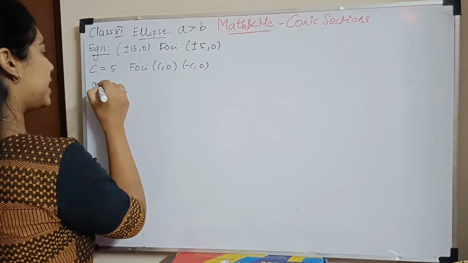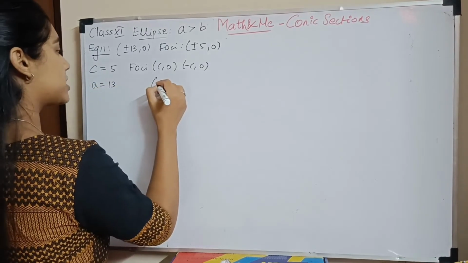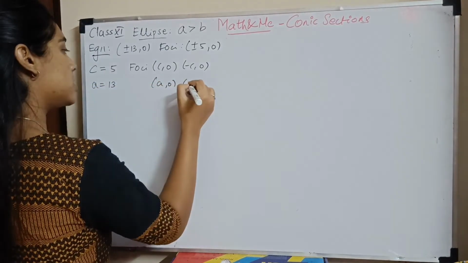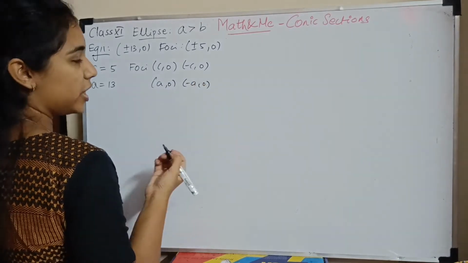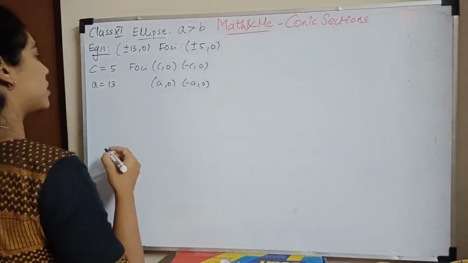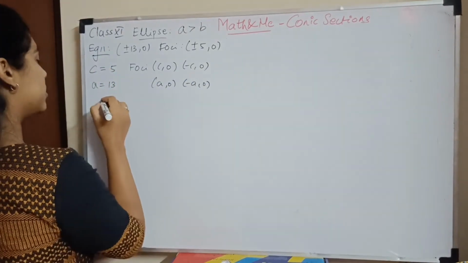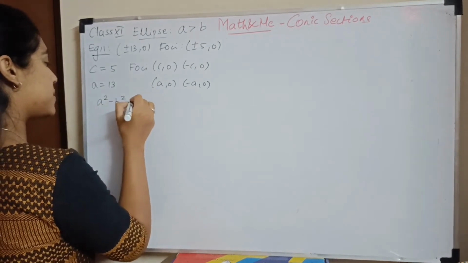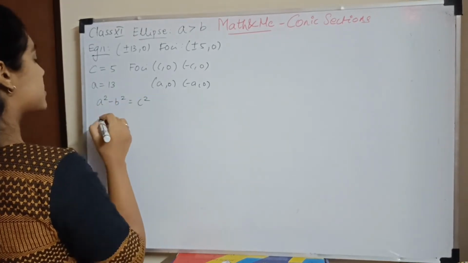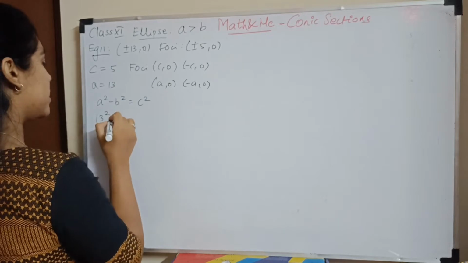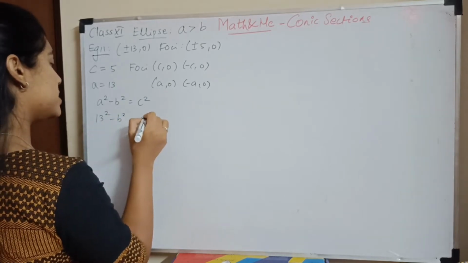So you have A equals 13. So your vertex becomes A, 0 and minus A, 0. So you need to find the equation. You need the value of B. So I need A square minus B square equals C square. So I have 13 square minus B square equals 5 square.